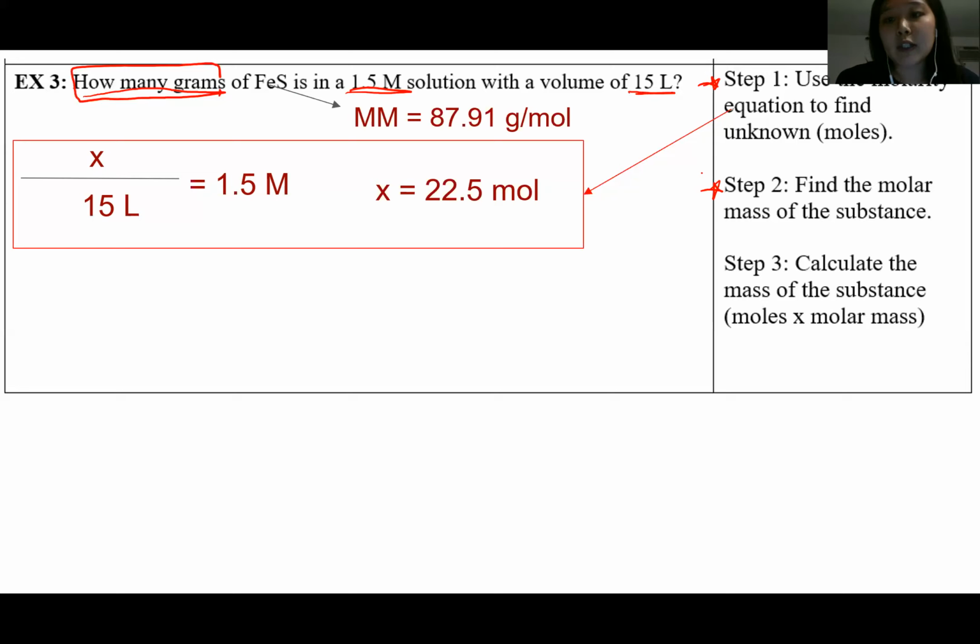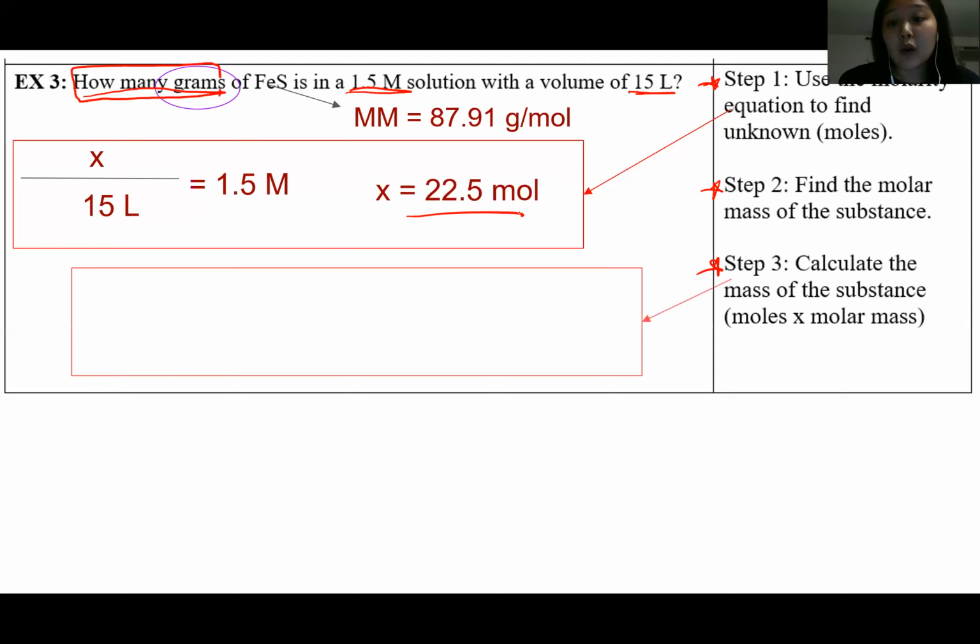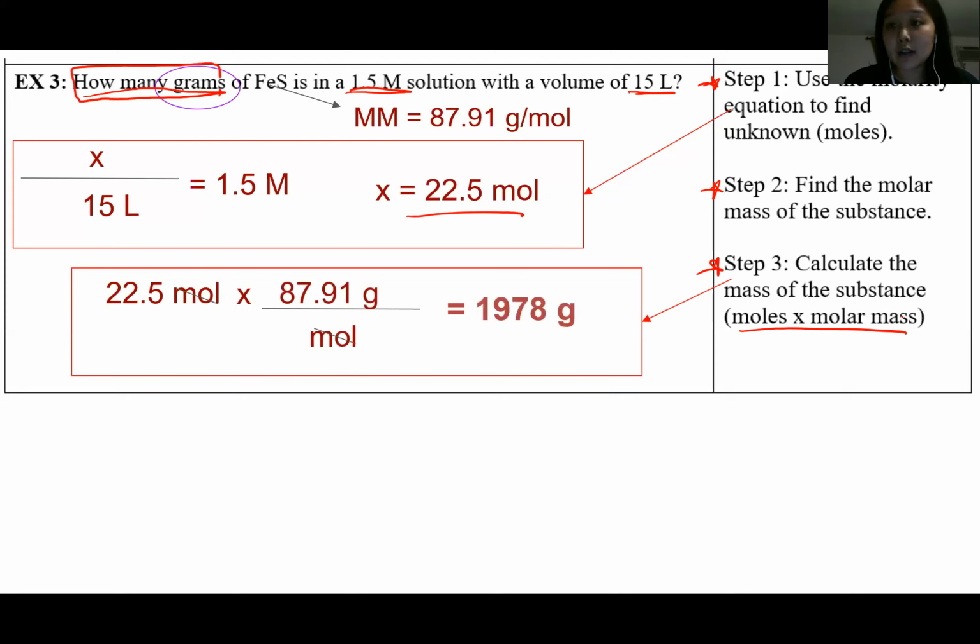And we have one more step left because in the problem, we're asked to solve for grams of FeS, not moles. So what we have is moles, right? To get grams, we're going to multiply moles times the molar mass. And our final answer should be 1,978 grams of iron sulfide. So this is our final answer.